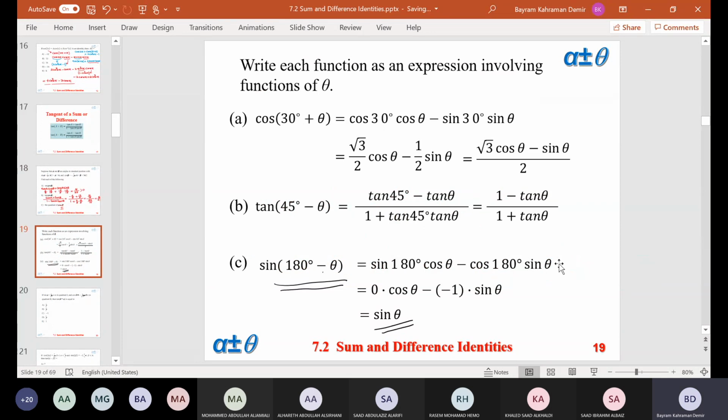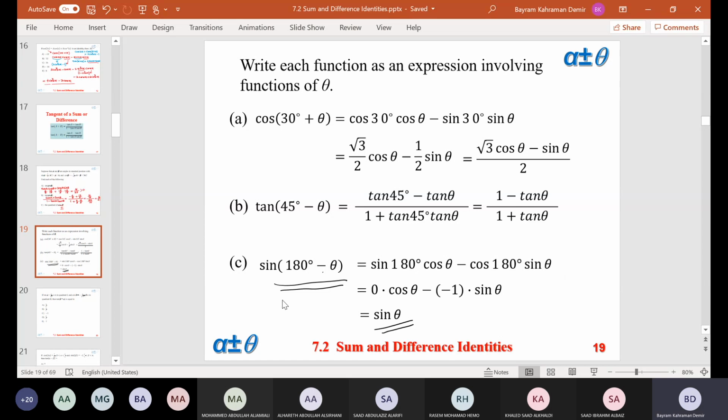Well, here is some practice for you, Shabab. Again, how to use the formulas, cosine, tangent, sine, to simplify some expressions. So I'm just leaving it to you to look at it and understand what's happening.